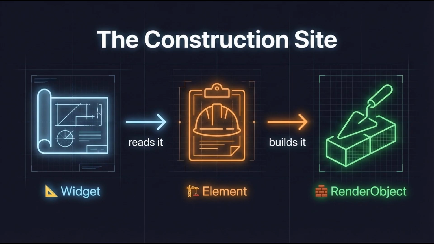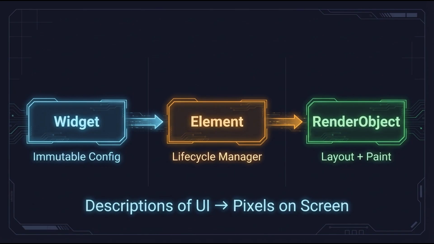Think of Flutter like a construction site. You, the developer, are the architect. You draw blueprints. That's what widgets are. The blueprint gets read by the foreman, the Element, who manages the actual work. And the builder, the RenderObject, is the one who lays bricks and paints walls. So here's the pipeline. Widget creates Element. Element creates RenderObject. Descriptions of UI become pixels on screen.